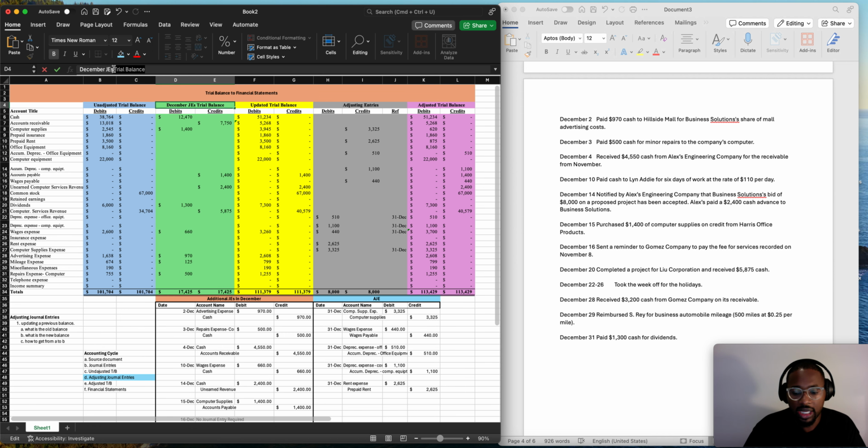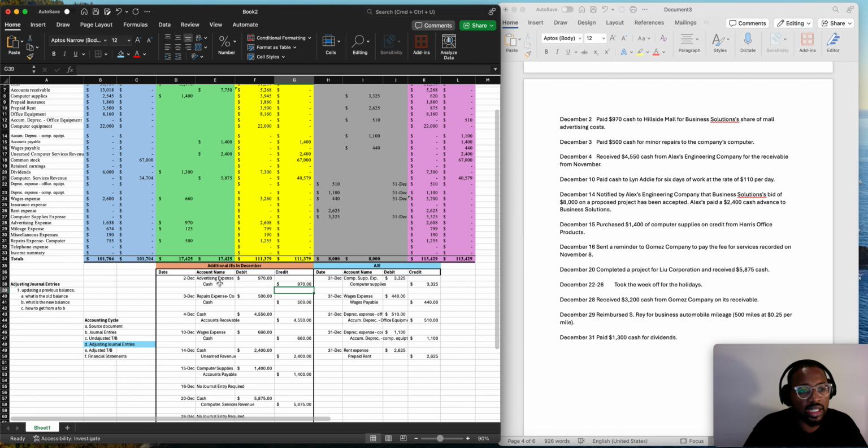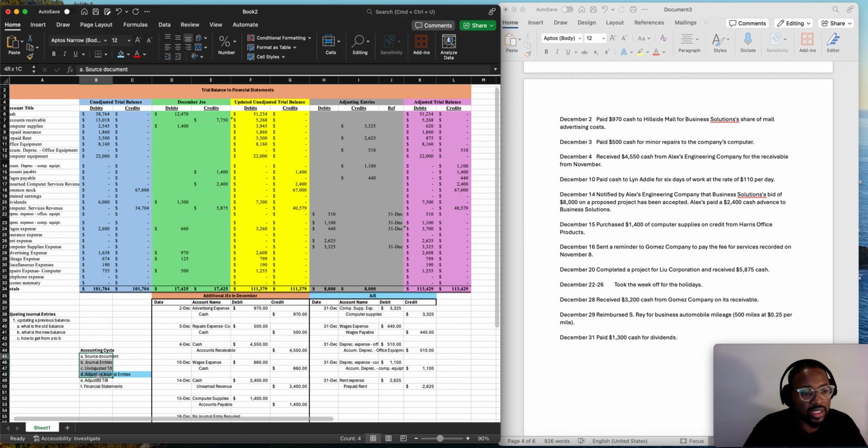December journal entries. Now, these journal entries that I did here are going to feed into our updated unadjusted trial balance, right? So the reason why I have this here is to show you again how the accounting cycle works. Once you do your journal entries, which are here, they then produce an unadjusted trial balance, which is here.